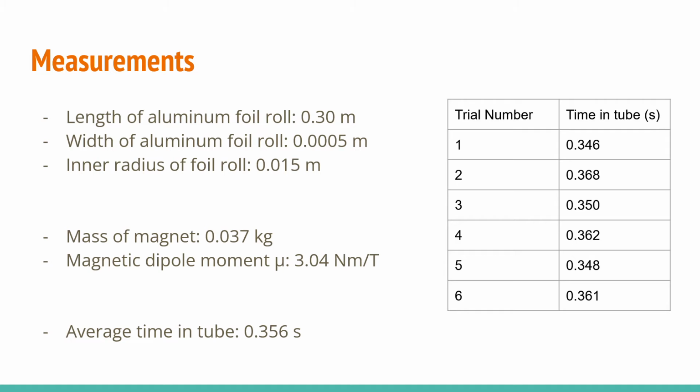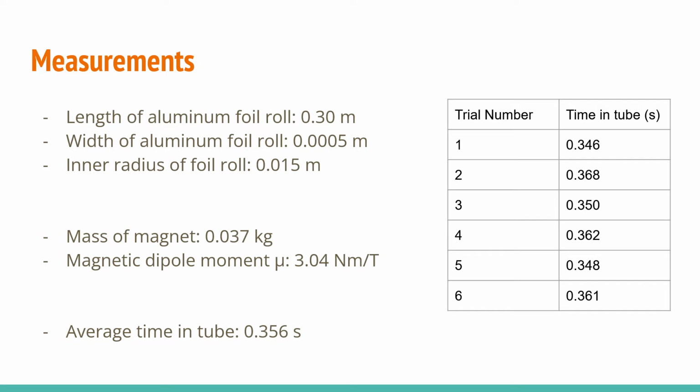Here are the measurements from the experimental trials. The length of our aluminum foil was 30 centimeters or 0.3 meters. The width of the aluminum foil was 0.0005 meters, which is a little thin but still worked. The inner radius of the foil roll was 0.015 meters. The mass of the magnet was 0.037 kilograms. The magnetic dipole moment was 3.04 Newton meters per Tesla.